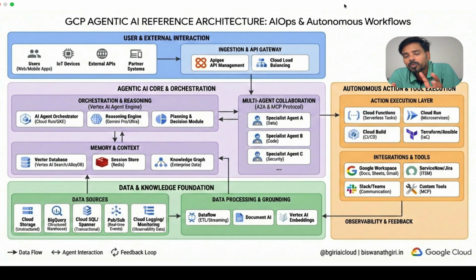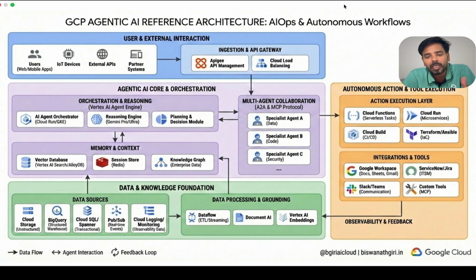Every industry is looking for this kind of architecture. I hope you can use this architecture for your implementation if you are planning one, and you can follow me for more architectures, like AWS and Azure, autonomous workflows, or agentic AI reference architecture, how to create it in Azure, and how we'll create an agentic AI architecture in AWS as well.